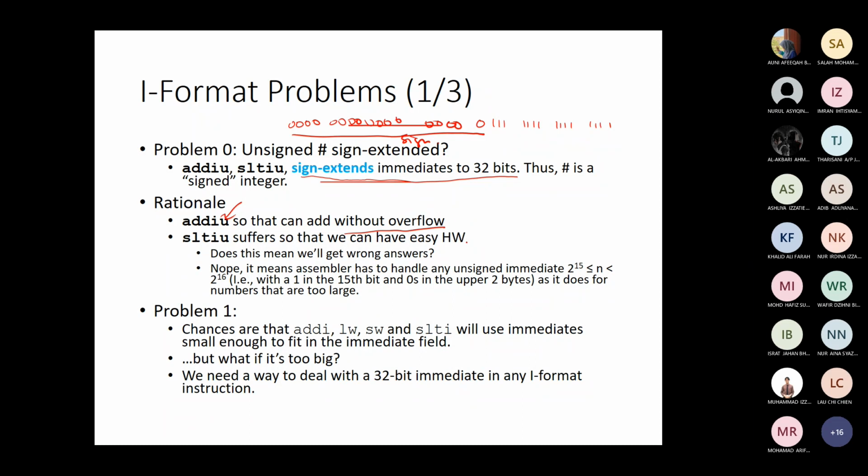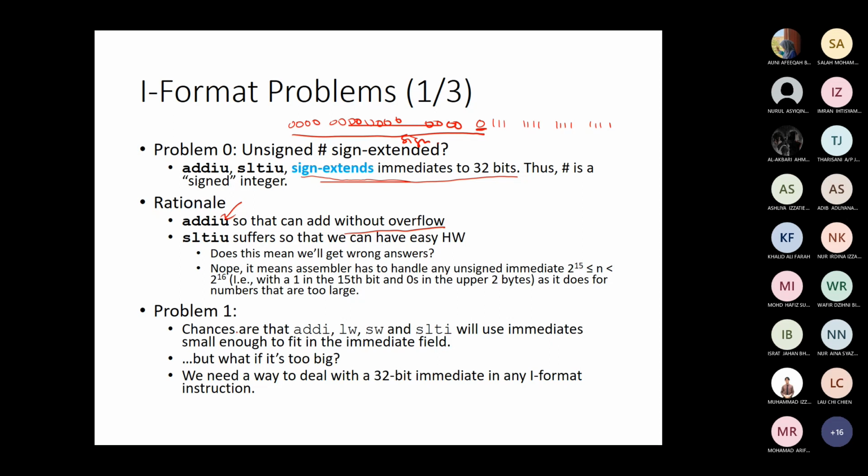So does this mean that we will get a wrong answer because we ignore the unsigned? No, it means the assembler has to handle any unsigned immediate up to 2 to the power of 15, because the left bit here, the 16th bit, is used for the sign. Between 2 to the power of 15 and 2 to the power of 16, with a 1 in the 15th bit and 0 in the upper 2 bytes, the assembler does this for numbers that are too large.